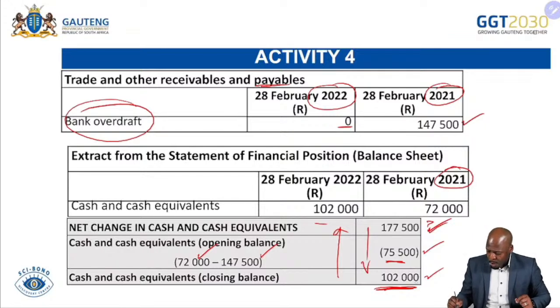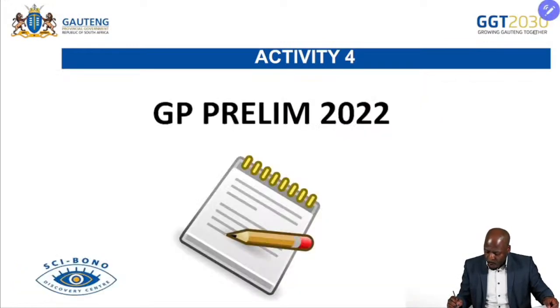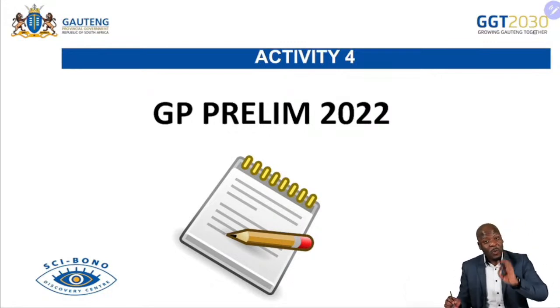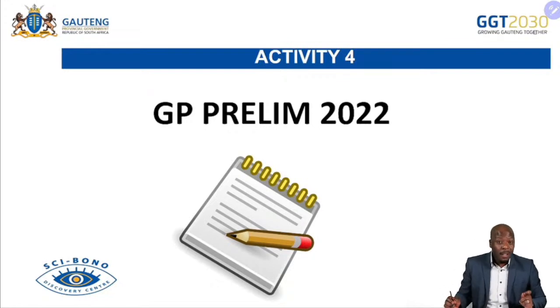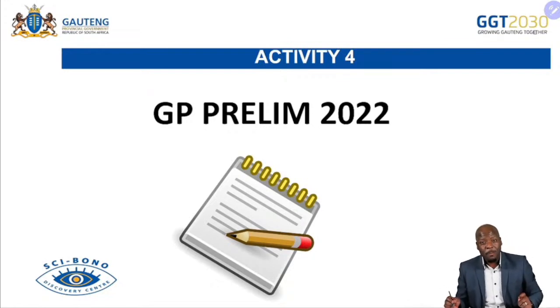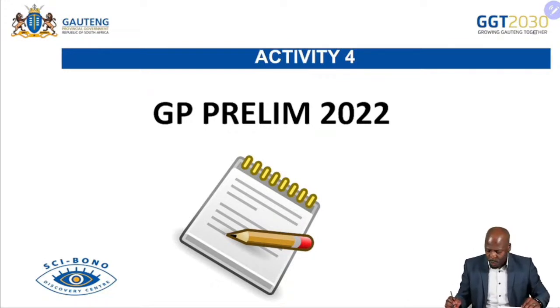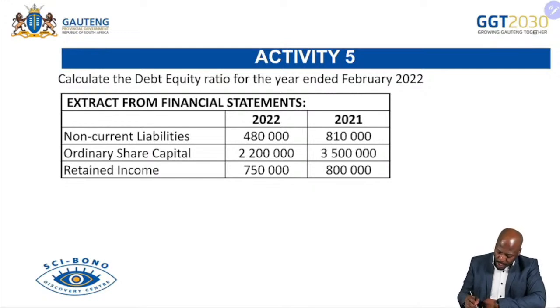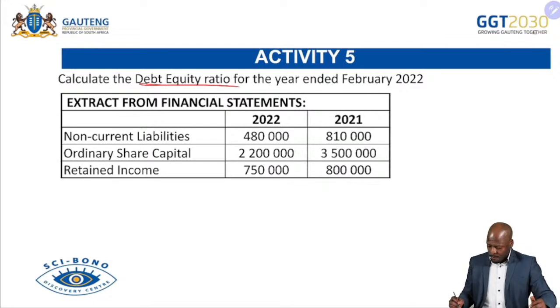Okay, so this was another aspect in the Gauteng prelim paper. Now, it's going to take us to the calculation of financial indicators. Again, we are in the Gauteng prelim for the year 2022. Let's see a few calculations that were in this paper. It says, calculate the debt equity ratio. Debt equity ratio. So we're going to calculate the debt equity ratio.